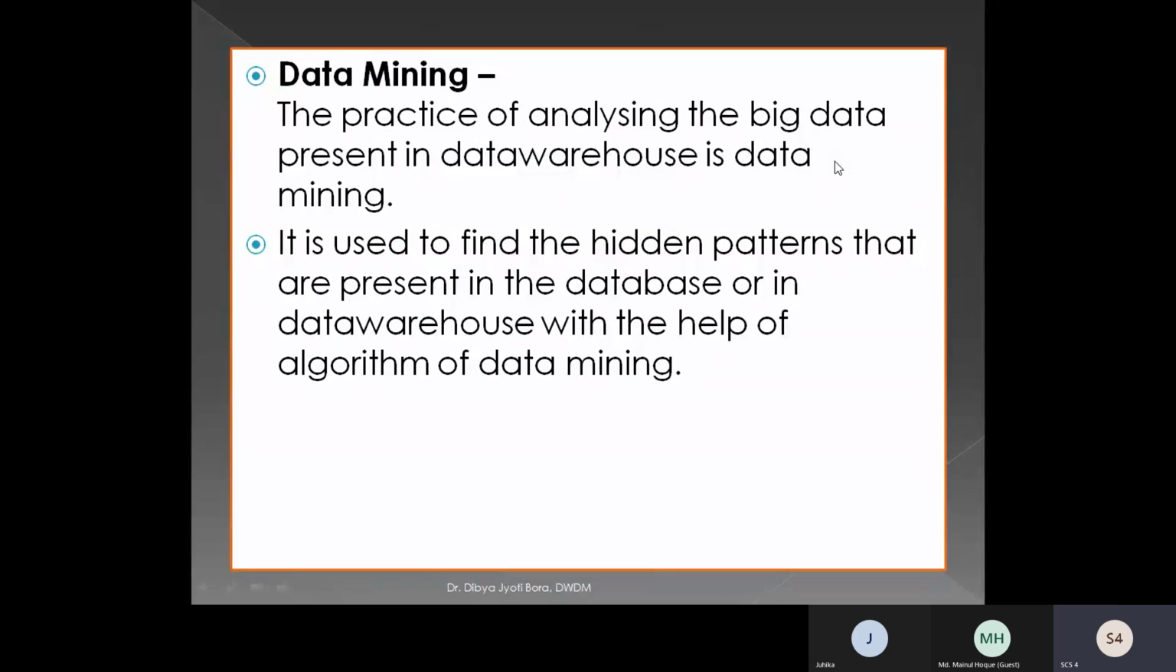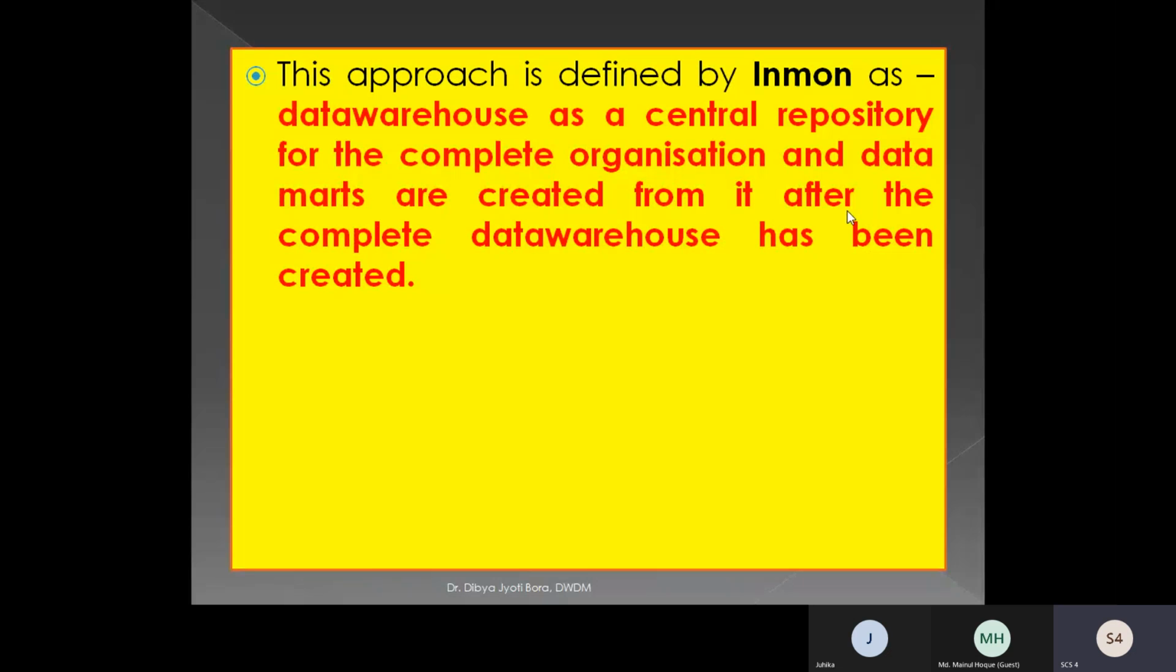Up to now, you got to know that this is a kind of analyzing tool, where you try to find some hidden patterns out of the big data that is being kept inside your data warehouse. So this approach means what? What is this top-down approach?